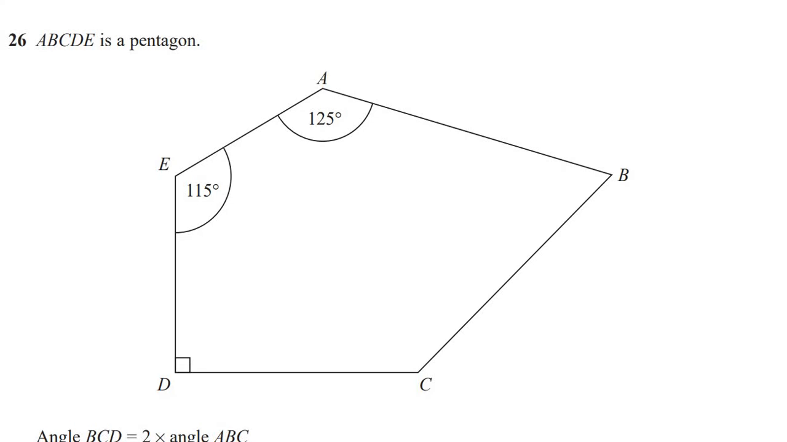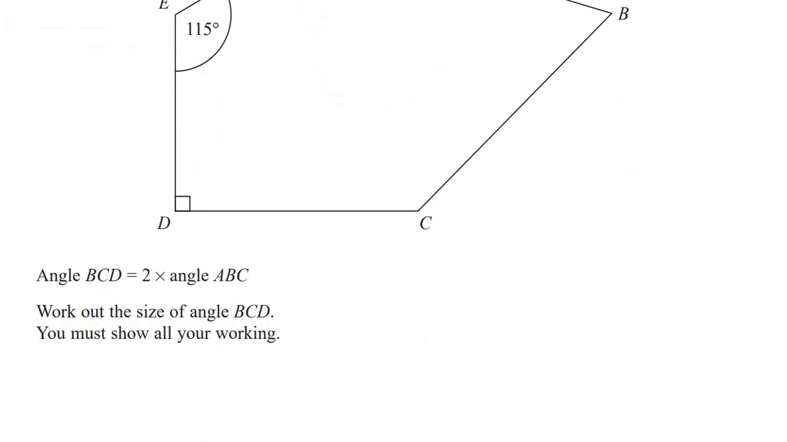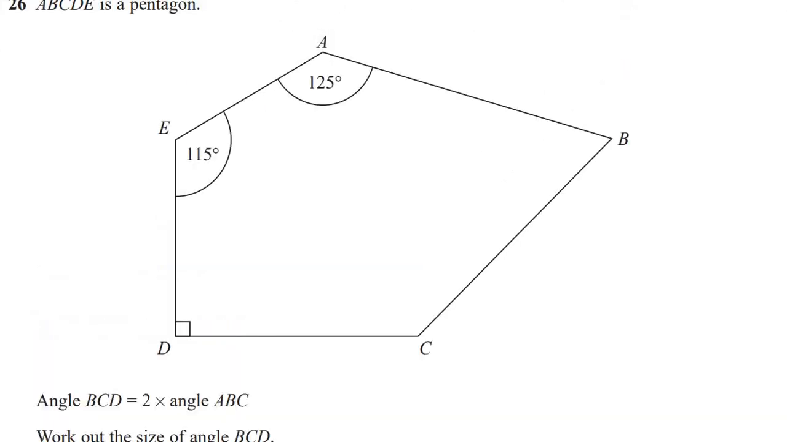And then here we have a pentagon. And we need to work out the size of angle BCD. So let's see. Angle BCD is this angle, and it says that BCD is twice the angle of ABC. So this one's ABC. Let's call that X. So this is going to be 2X.